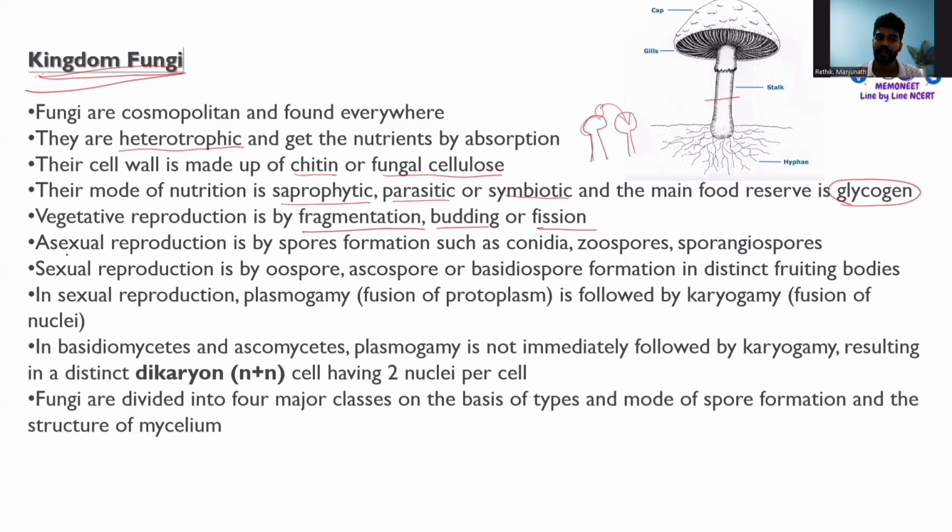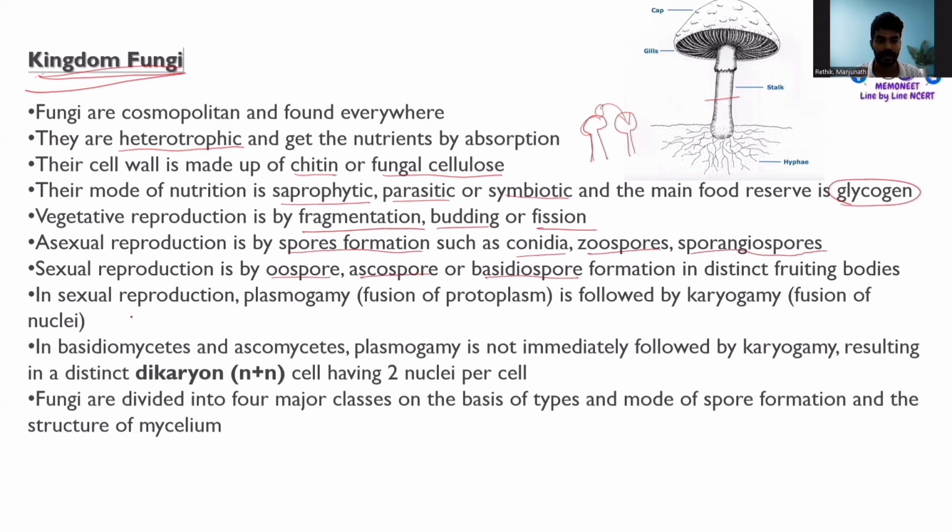Coming to the asexual mode of reproduction, it is by spore formation such as conidia, zoospores, and sporangiospores. Then the sexual mode of reproduction is by the formation of oospores, ascospores, and basidiospores. These are distinct from the fruiting body, which means they are generated from this part of the body itself.